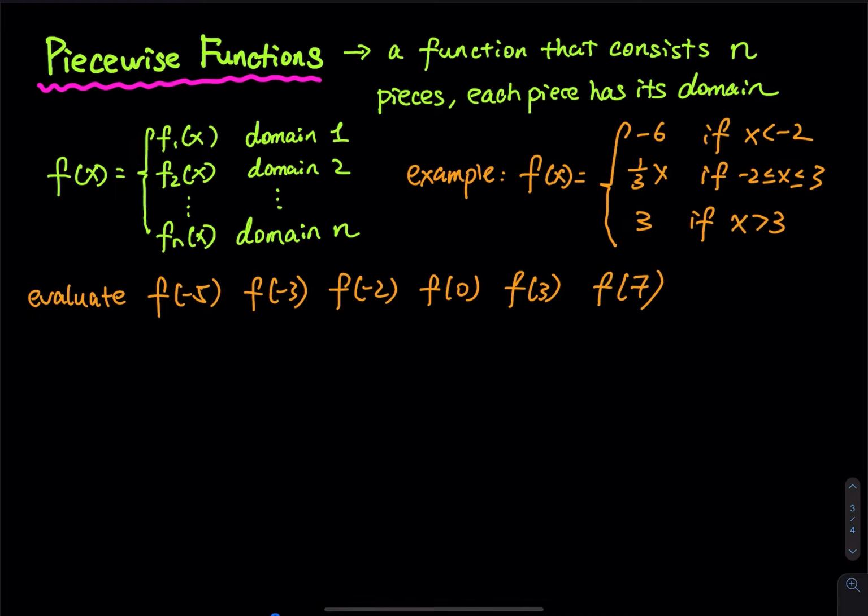The first piece has domain 1. The second piece is domain 2. I should say the first piece lives in domain 1, the second piece lives in domain 2, and the nth piece lives in domain n.